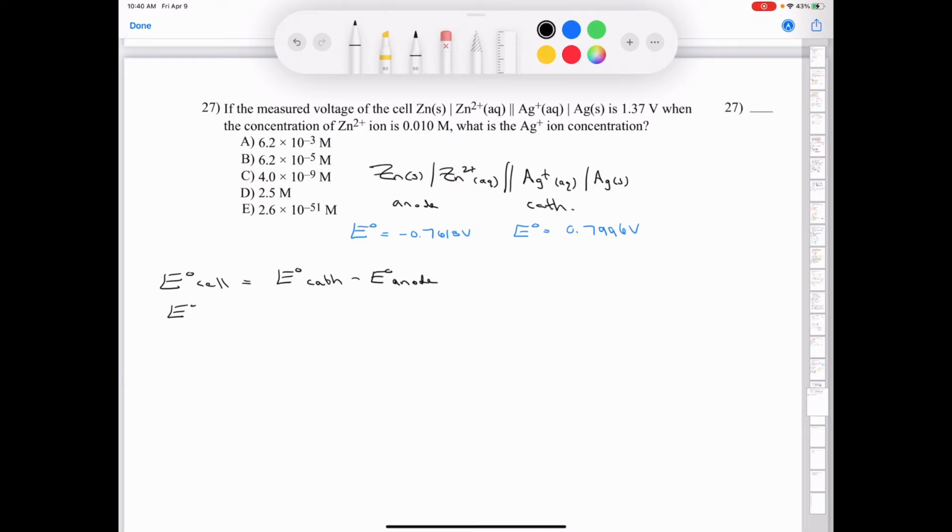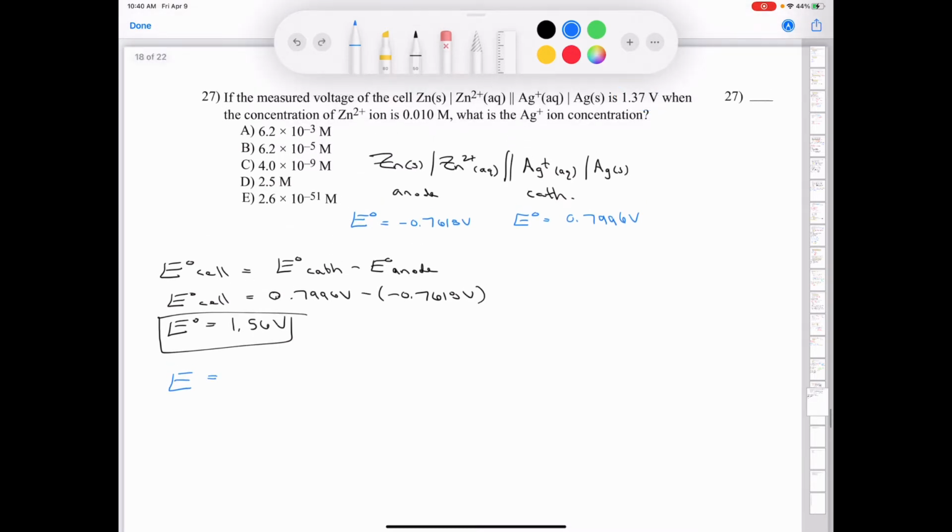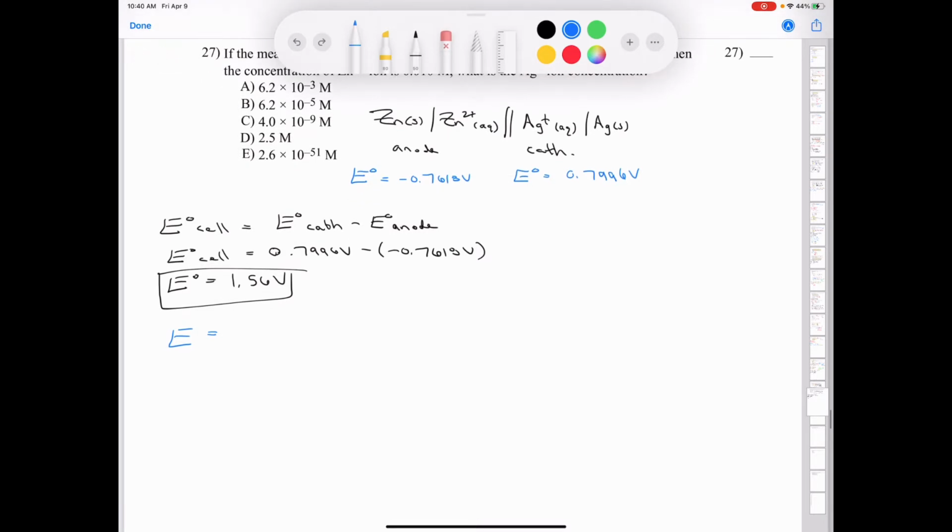And when I do that, I get the E naught cell is equal to 0.7996 volts, subtract negative 0.7618 volts. I get the E naught cell is equal to 1.56 volts. Now that I have my E naught cell, I could plug that into this formula, where E, which has been given to me, is 1.37 volts. This is my E at non-standard conditions, equal to E naught subtract 0.0257 volts divided by n multiplied by the ln of Q.